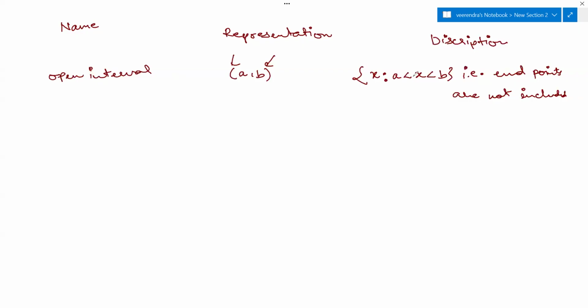Which means that here we can see that we have not put equal to sign. We are taking the values which lie between A and B. And if A and B are not included, we will put a small bracket like this. So this is known as open interval. Second one is closed interval.